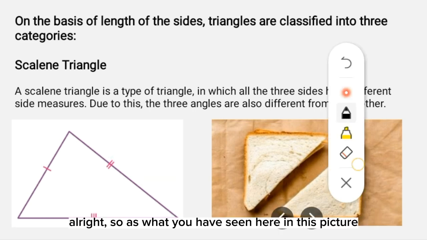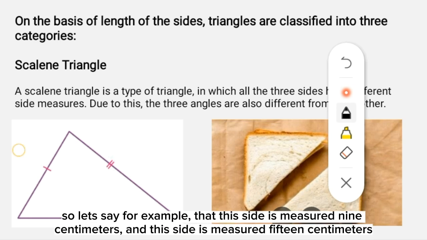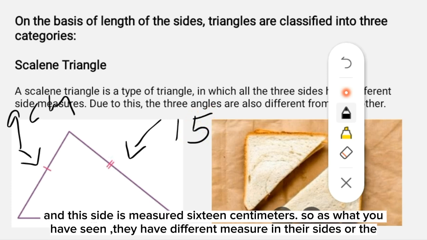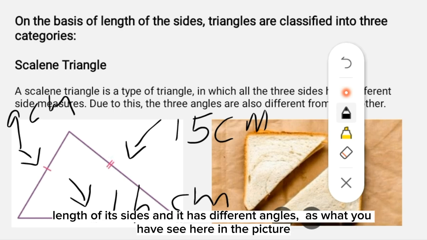Right, so as what you have seen here in the picture, let's say for example that this side is measured 9 centimeters and this side is measured 15 centimeters and this side is measured 16 centimeters. So as what you have seen, they have different measures in the length of its sides, and it has different angles. That's what you can see here in the picture.